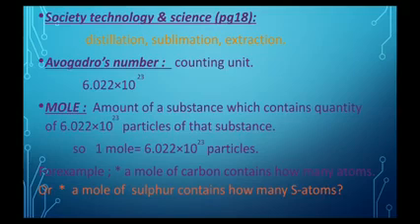Then there is mole. By studying about the mole, you will be able to know more about Avogadro's number. Mole is that specific quantity of anything which contains 6.022 times 10 raised to power 23 particles of that substance. Like if we have 1 mole of carbon atoms, then it is obvious that there will be 6.022 times 10 raised to power 23 atoms of carbon in that amount.